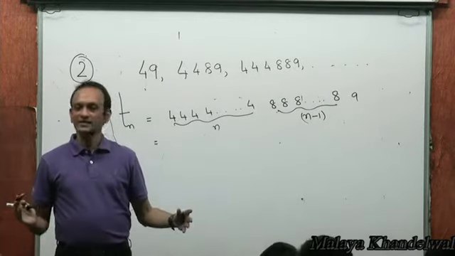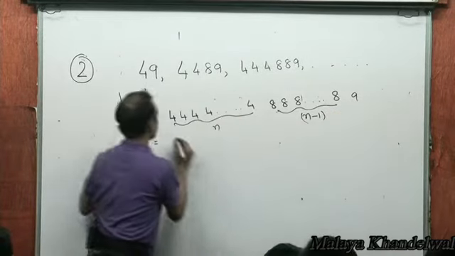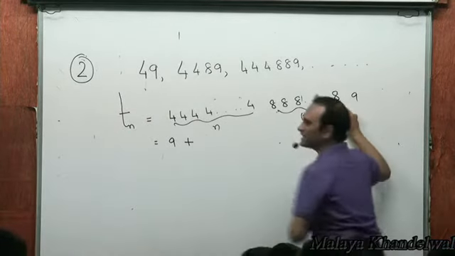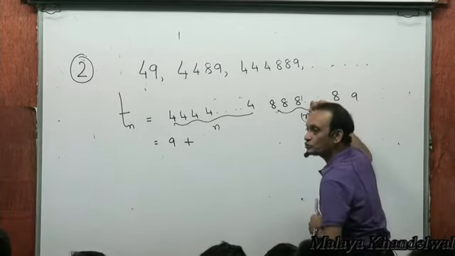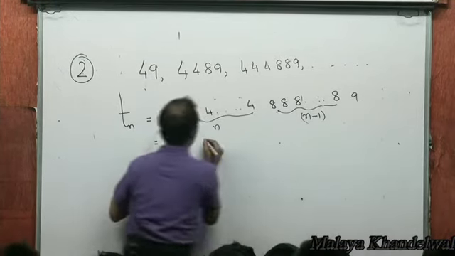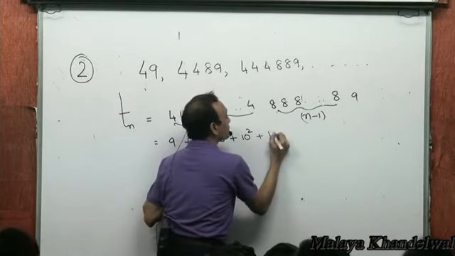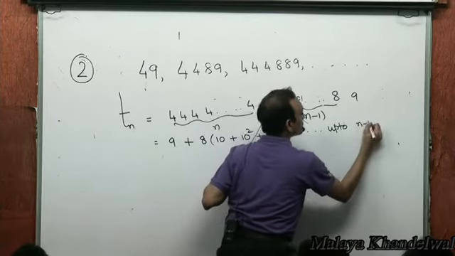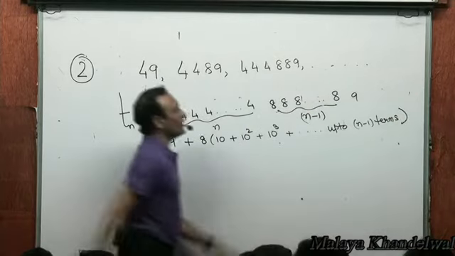Let me expand it as we do in decimal notation. This is the units place, so 9. And then this would be 8 into 10 to power 1 plus 8 into 10 square plus 8 into 10 cubed, and so on and so forth. How many such terms? N minus 1 such terms, right? So 8 into 10 plus 10 square plus 10 cubed, up to how many terms? N minus 1 terms. Right? Yes or no?